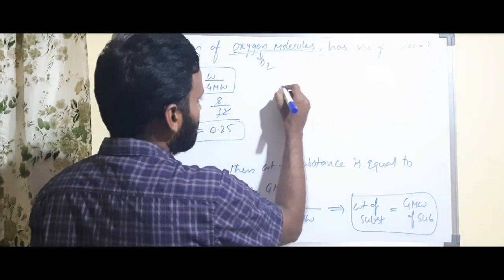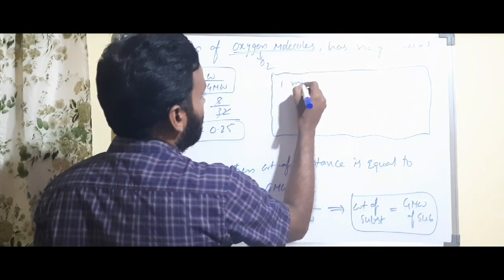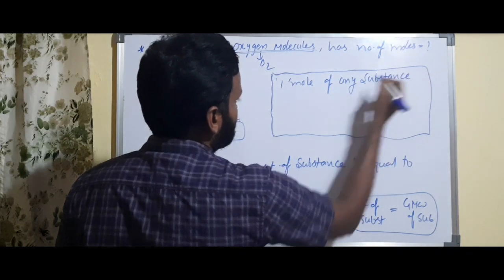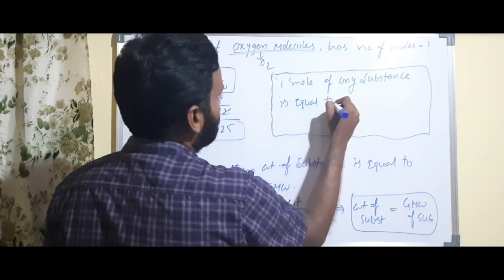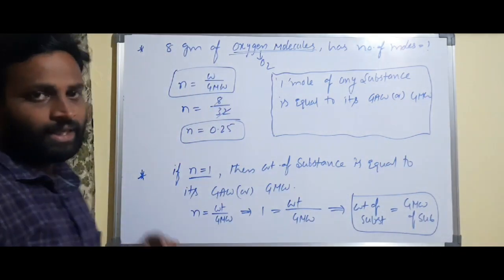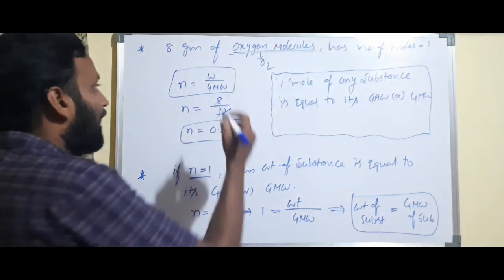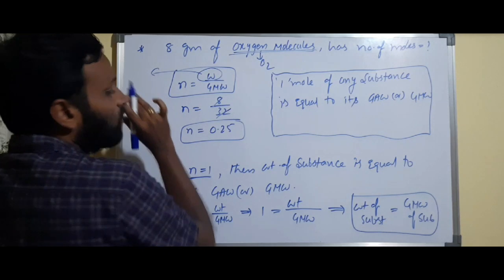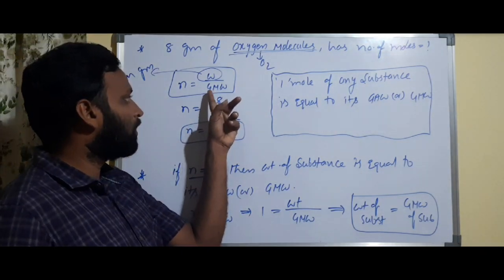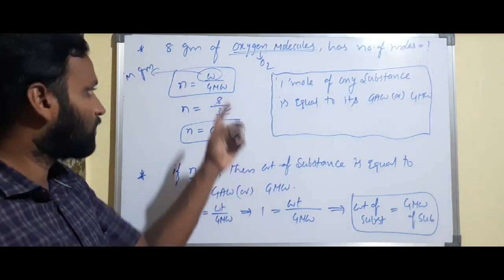One final, very important conclusion: 1 mole of any substance is equal to its gram atomic weight or gram molecular weight. In grams only you have to take, and the weight you are taking, even if they give kg, is of no use. You must take it in grams itself. Because you are considering gram molecular weight or gram atomic weight here, this W should be in grams.